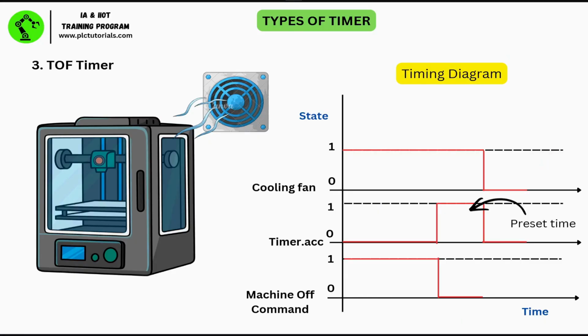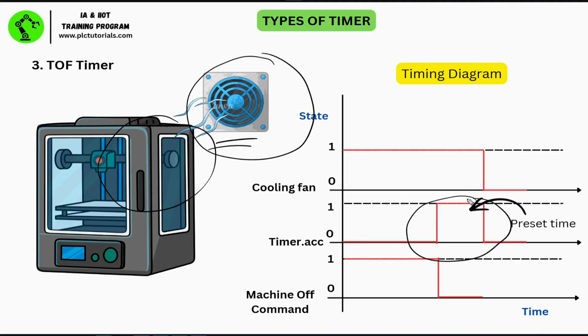In this case, the action happens after a particular time. For that, I have considered a simple example here, a machine along with a cooling fan. In this case, when I stop this machine, this cooling fan remains on for a particular time period. For example, when I stop this machine, the timer will start running, and until the timer is running, this cooling fan will run for the same preset time, and after that it will get off. Let's see with an example.